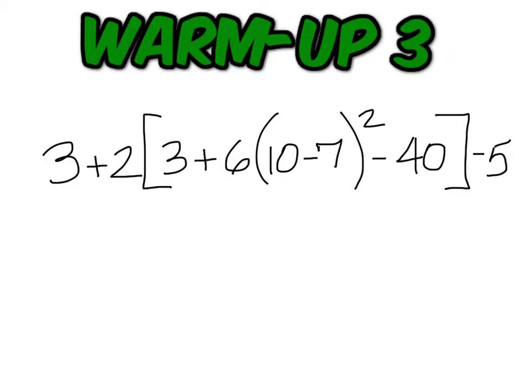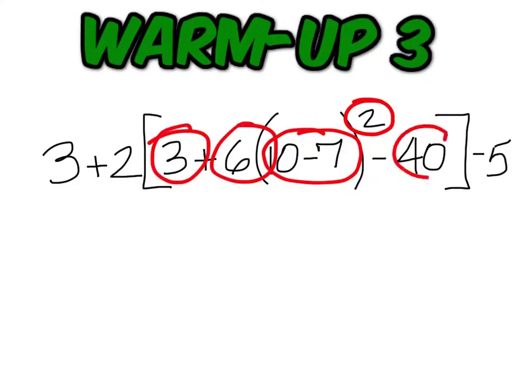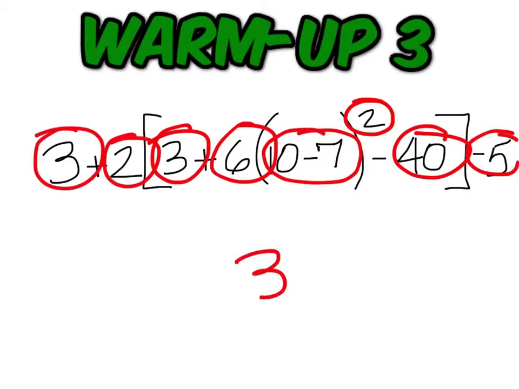The answer on this one, you have 10 minus 7, which is 3. Square that is 9. Times 6 is 54. Plus 3 is 57. Minus 40 is 17. Times 2 is 34. Plus 3 is 37. Minus 5 is 32.